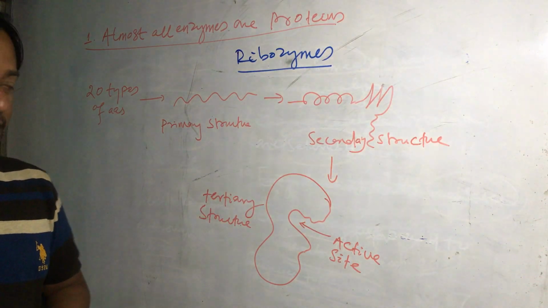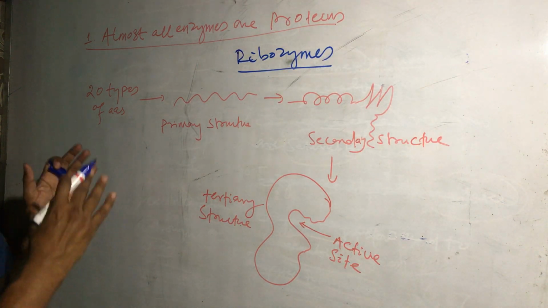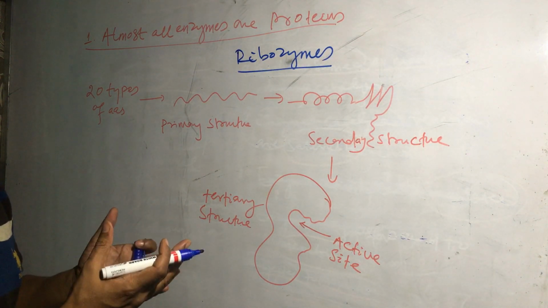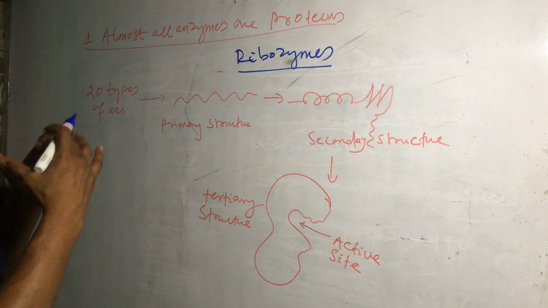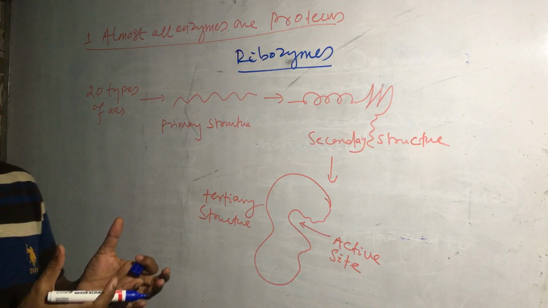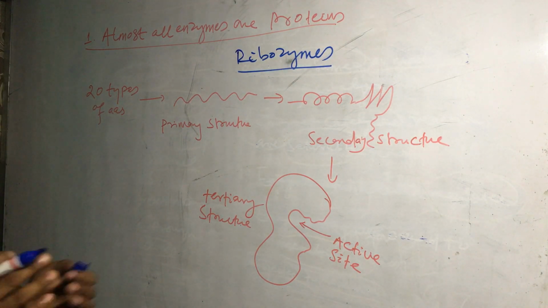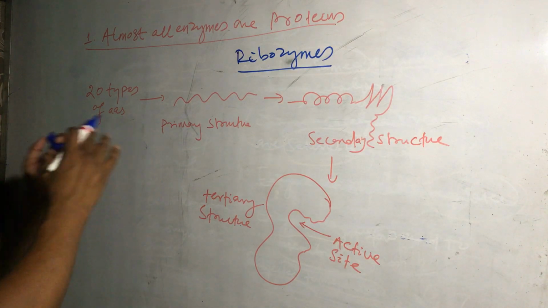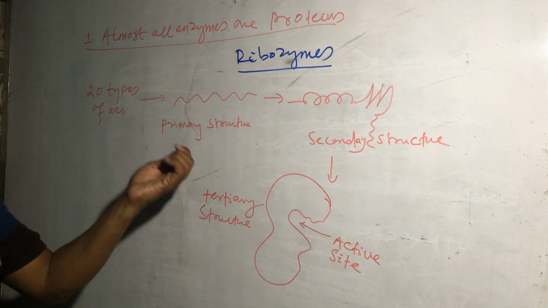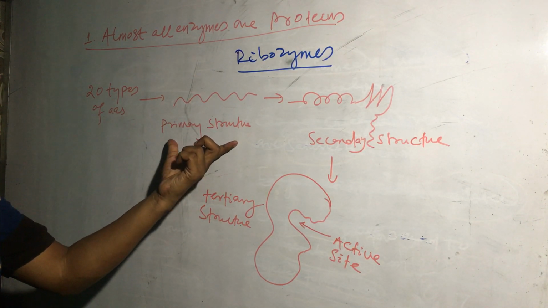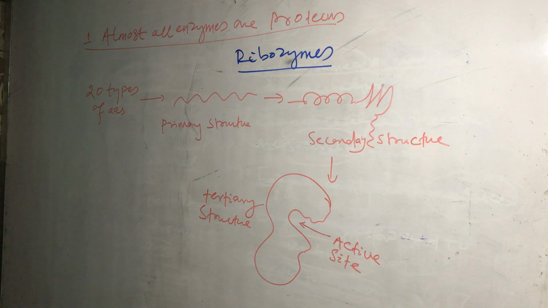Since enzymes are proteins, they follow all the principles that proteins follow. So if we can understand the structure and function of proteins, we can understand the structure and function of enzymes. Proteins, when synthesized, form the primary structure. It is a linear chain of amino acids.